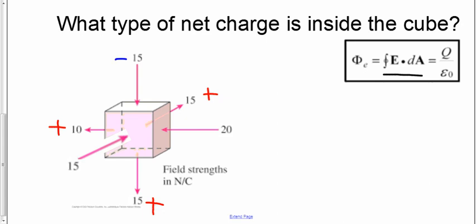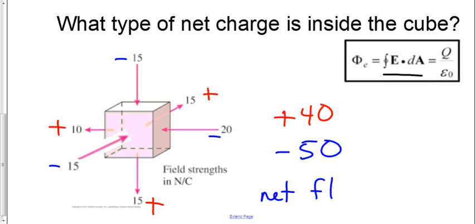So that's a negative 15, here's a negative 15, and here's a negative 20. So if we look at all the positives and negatives, our positives add up to 40. It's a 15, a 15, and a 10. And the negatives, that's a 20, a 15, and a 15. That adds up to a minus 50. So the net flux is negative.